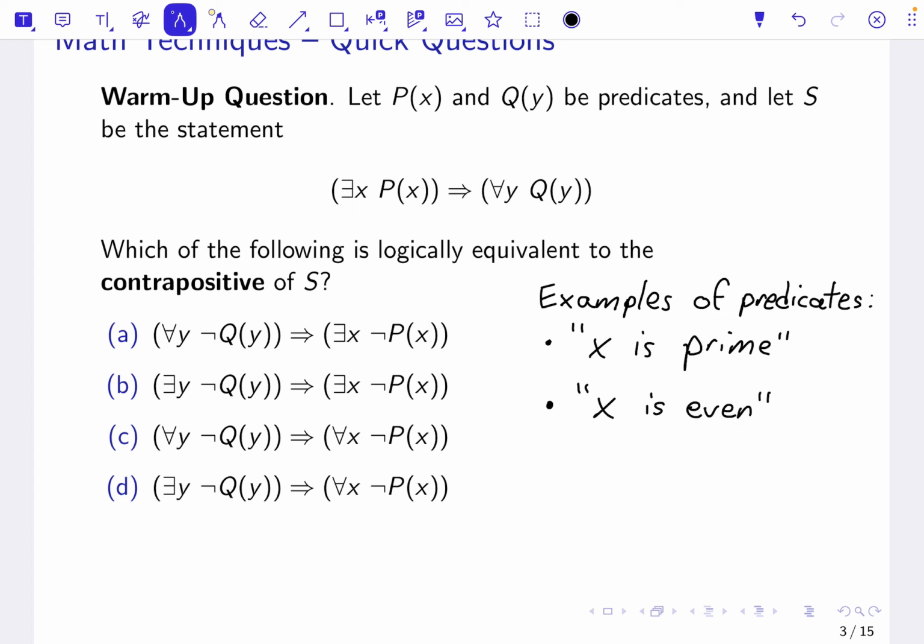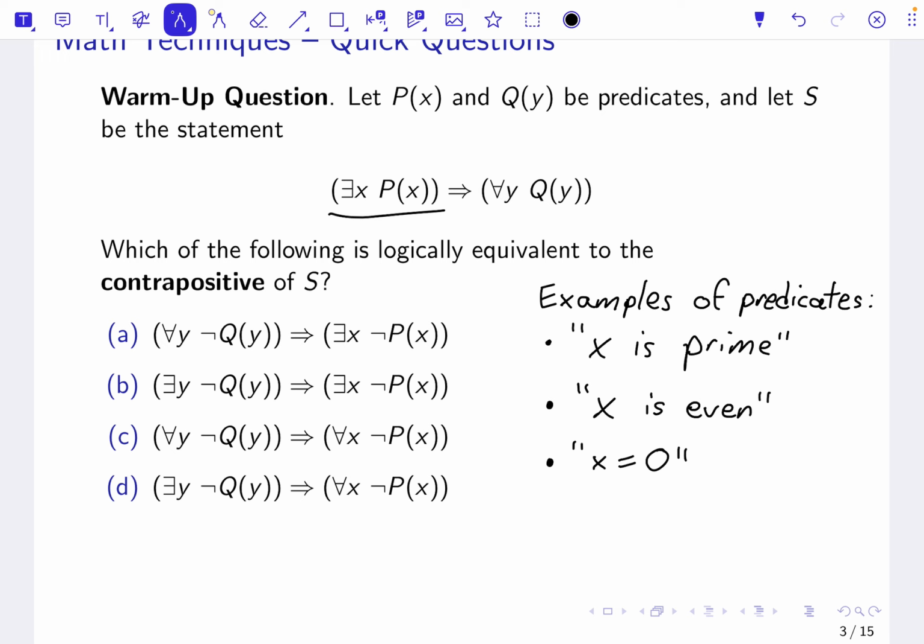Could do the same, return true if x is even, return false if it's odd. You could do this too if you want. I hope this illustrates the point that a predicate is basically any true or false statement that depends on a variable. So P of x is a predicate saying something about x, and Q of y is a predicate saying something about a variable y.